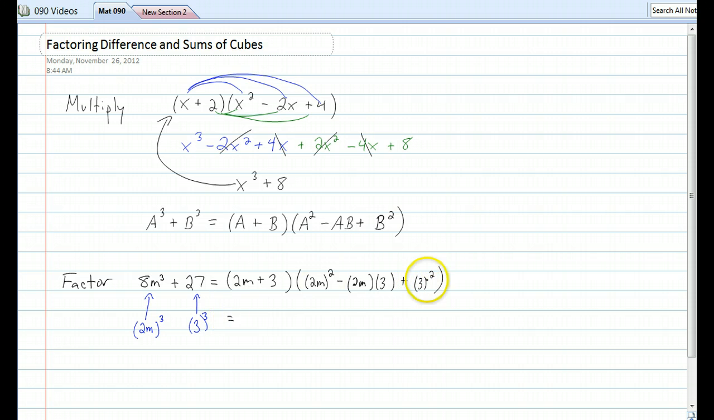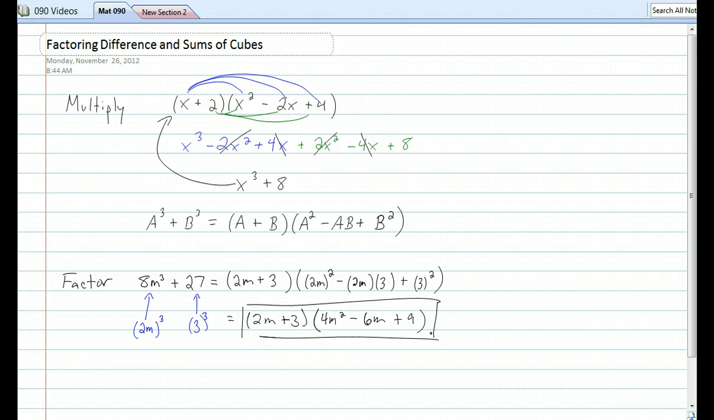Now what we can do is simplify the right-hand side. 2m plus 3. 2m, the whole quantity, squared is 4m squared, minus 2m times 3 is 6m, plus, as we said before, 9. Now, we started with 8m cubed plus 27, and we factored that into two pieces, a binomial and a trinomial. What we just did there was an example of a sum of cubes factoring. Sometimes we have a difference of cubes, so we should talk about that.